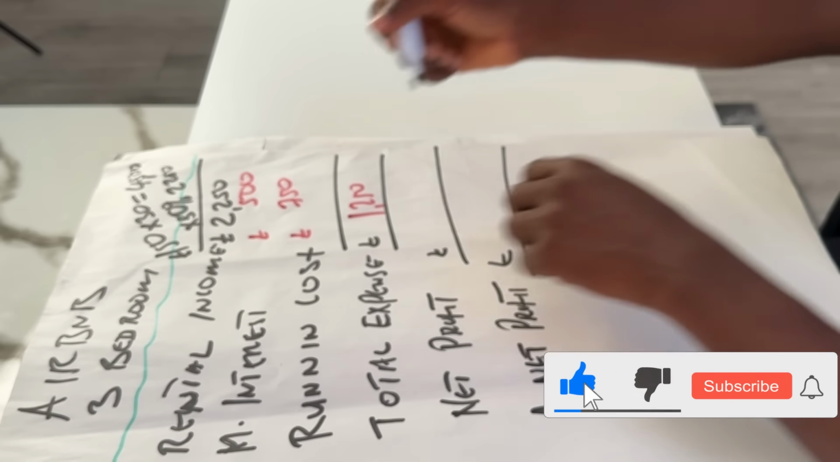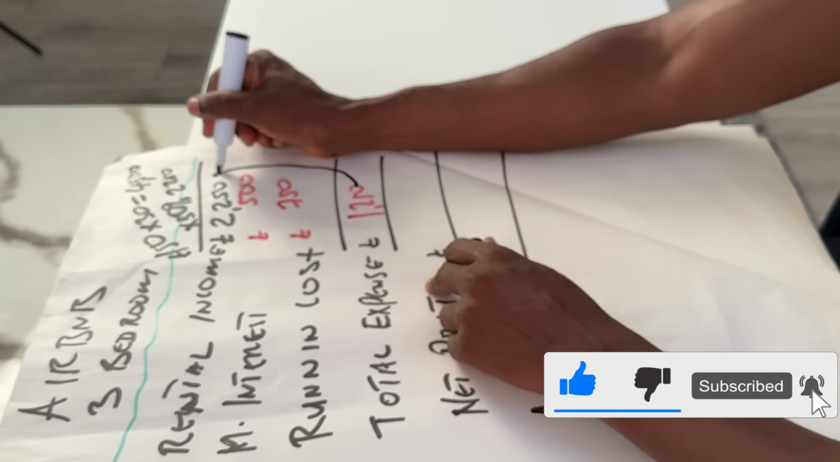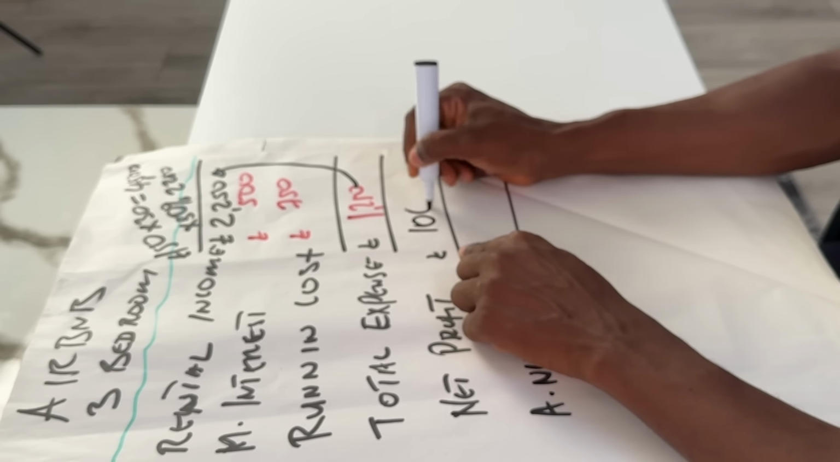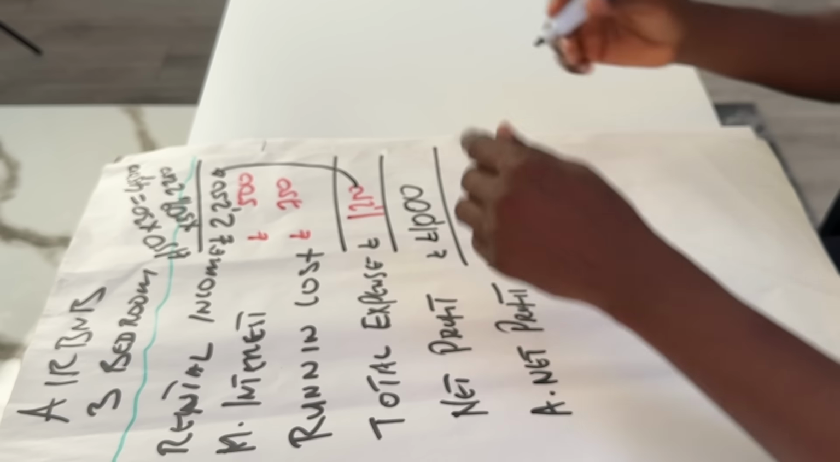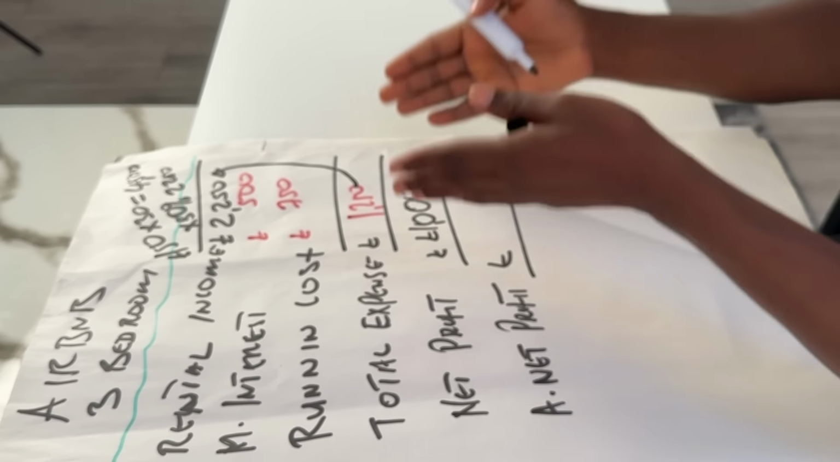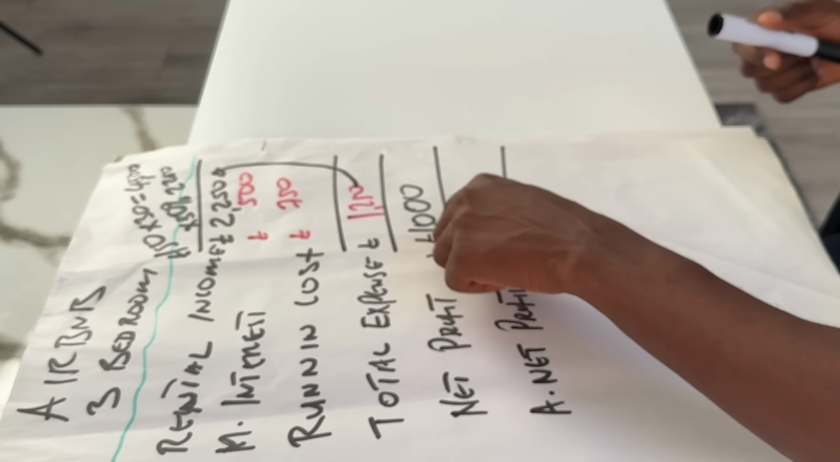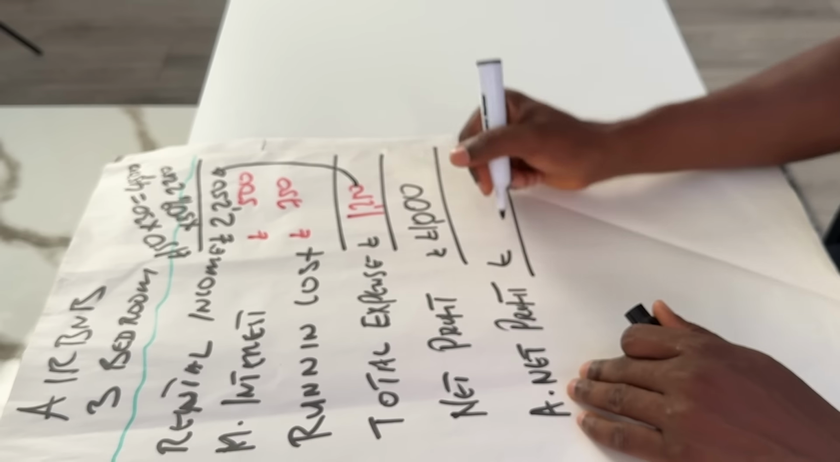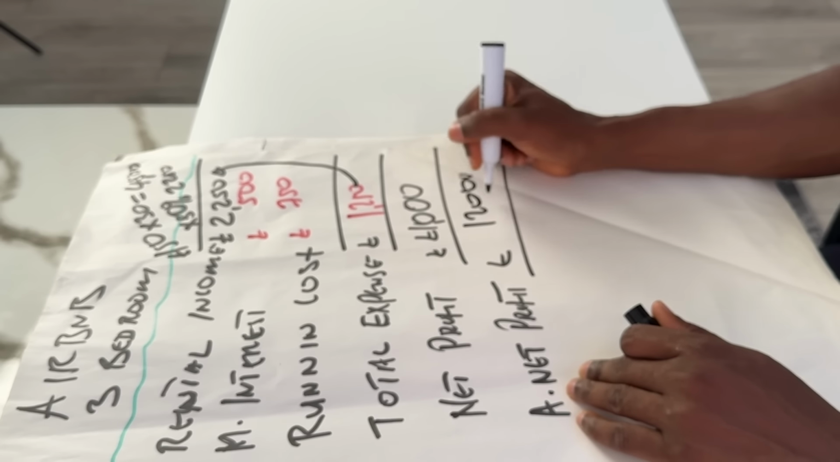So if you minus your £1,250 from your £2,250, that gives you a net profit of £1,000. So in essence, every single month, you're most likely to be able to generate £1,000 on average. So knowing that, you times that figure by 12. If you times that 1,000 by 12, you're talking about £12,000 a year. So now, what is this £12,000? This £12,000 is your net profit.